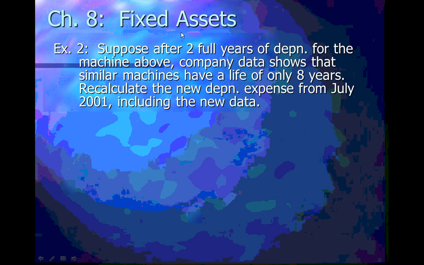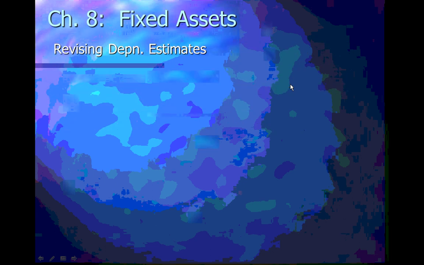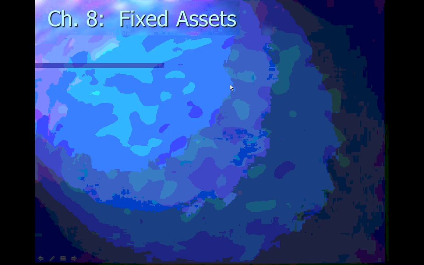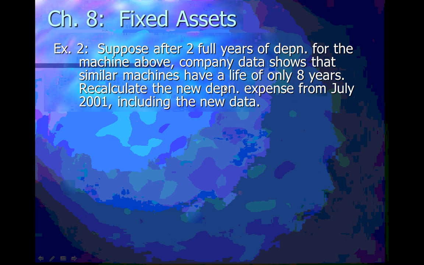Okay, so let's look at an example involving the same machine. It says above, but it means the previous slide. Okay, so 2 years into this life, let's say the company data shows that actually similar machines have a life of only 8 years. And we said, what did we say again? 10, I think, right? So we said 10 right here, and really it's going to be 8. So we're going to pull it in by 2 years. Okay, so how do we recalculate the new depreciation expense from this point forward?